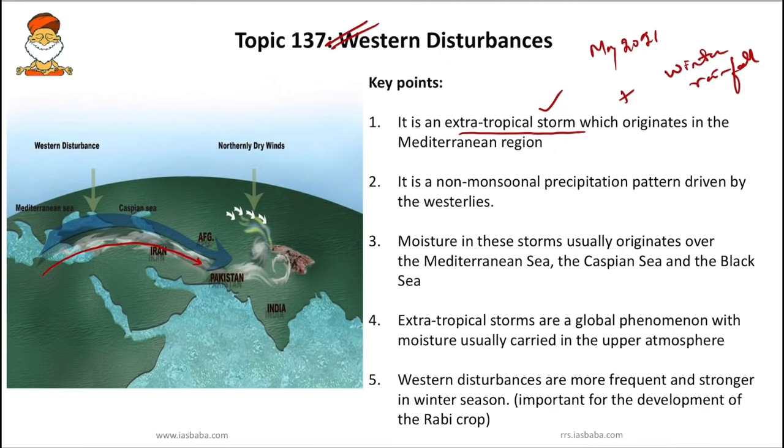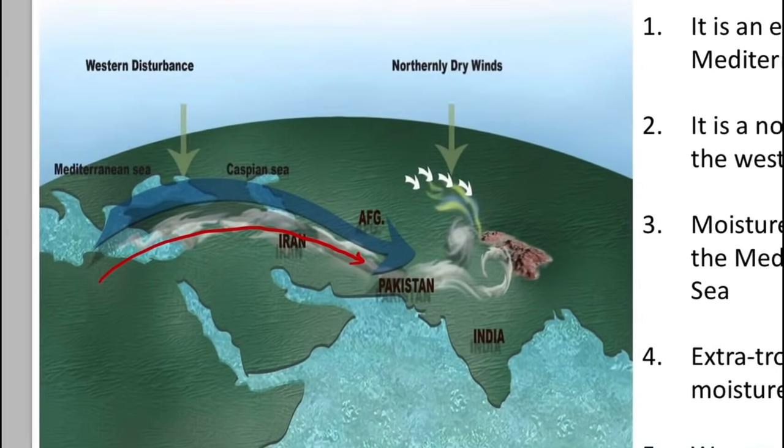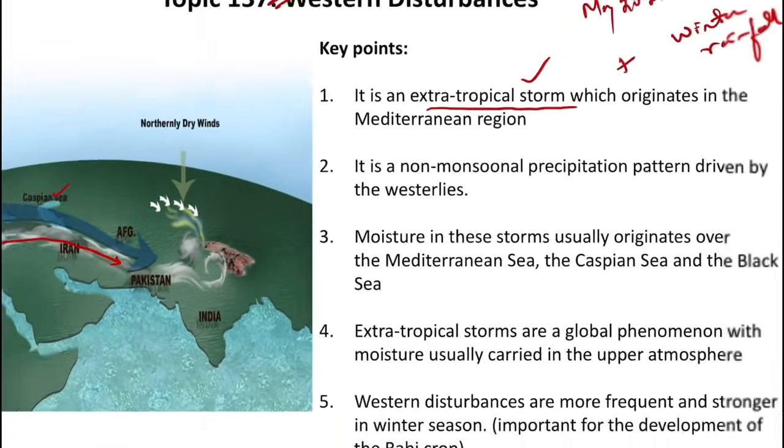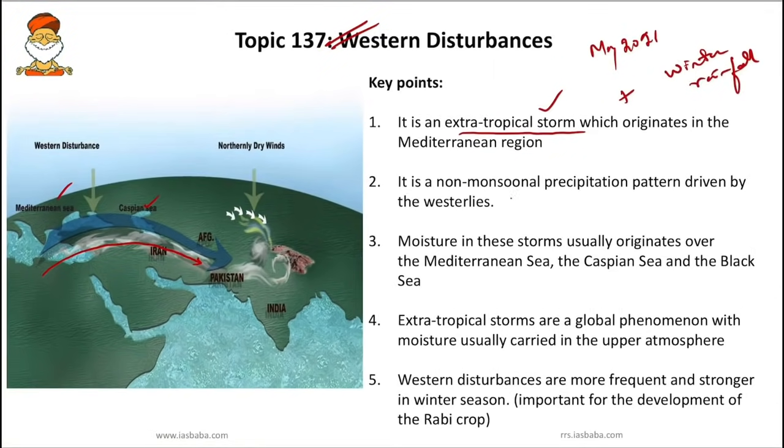And these western disturbances are associated with rainfall, snowfall and fog in northern India. Upon their arrival, especially in Pakistan and northern India, clouds along with rain and snow also arrive. Usually the moisture in these storms originates from the Mediterranean Sea as well as the Caspian Sea and then the Black Sea.